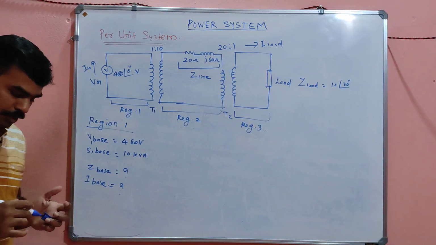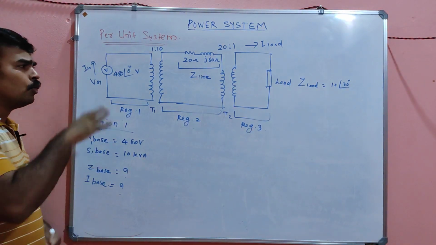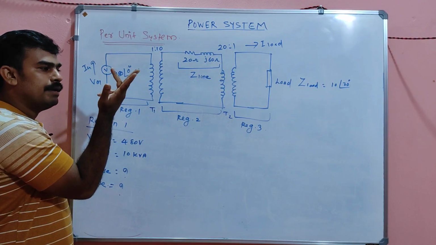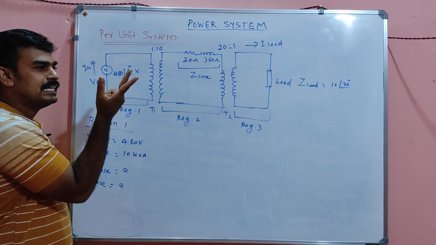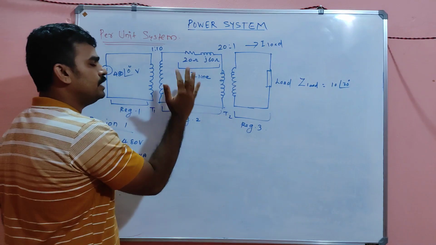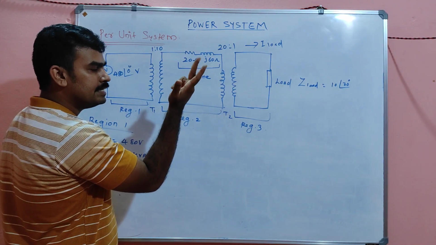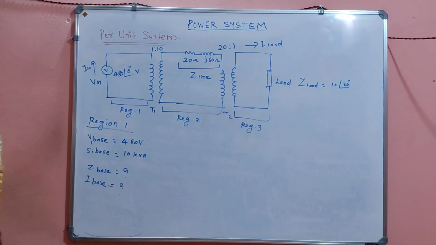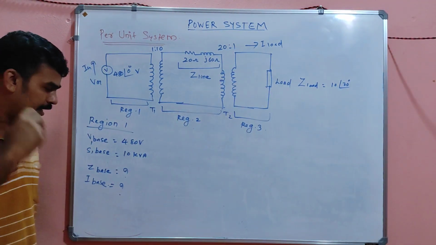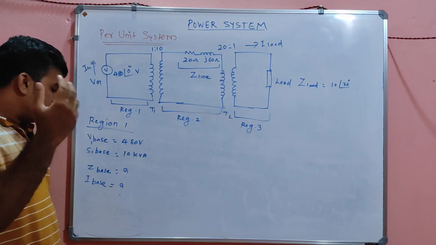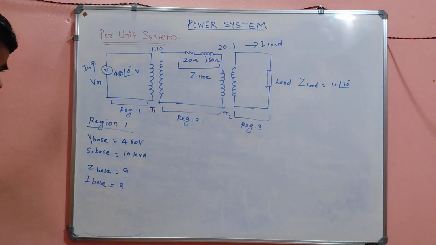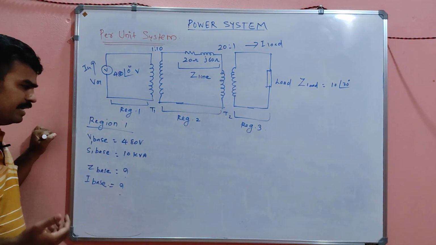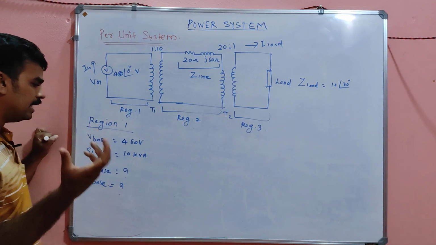I have already told you we require 4 parameters for every region. For region 1 we require I base, Z base, S base, V base. For region 2 we require I base, Z base, S base and V base. For region 3 also. So every region requires these 4 parameters. So how can we calculate Z base for region 1 if you know V base and S base?